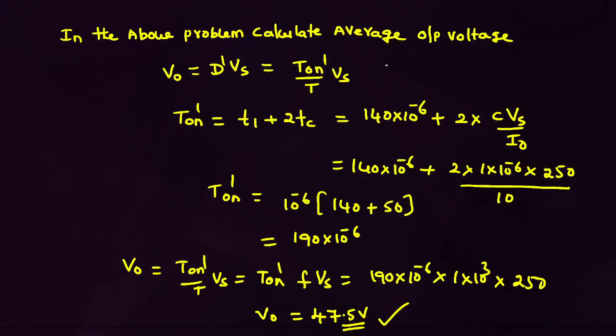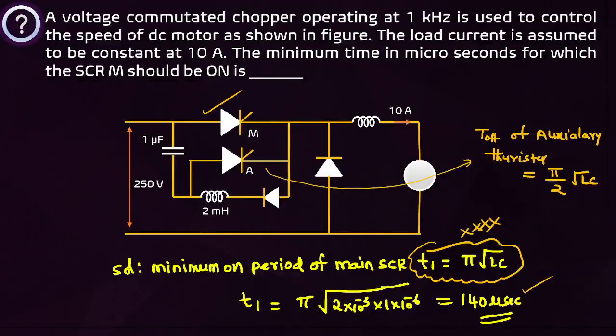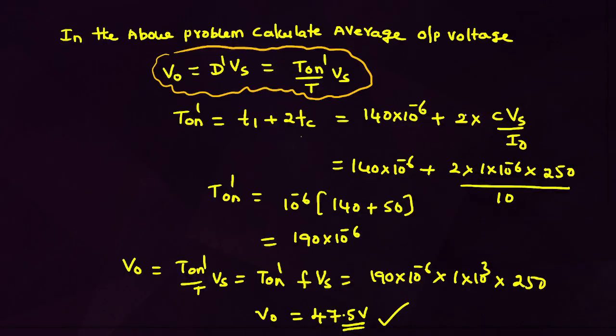Then in the above problem, calculate the average output voltage. What is the average output voltage formula? V naught equal to D dash into Vs. What is the D dash, I mean? T on dash by T. What is the T on dash? That is T1 plus 2 Tc. What is the T1? I calculated the minimum on period. Then 2 into Tc. What is the Tc formula? CVs by I naught.